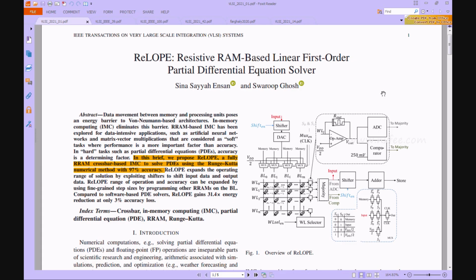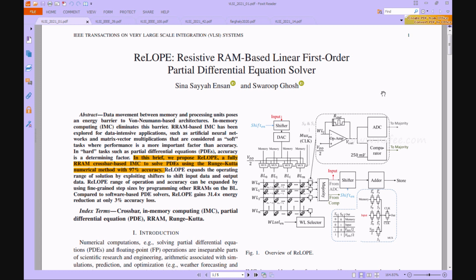Here we discuss our project Reloop, a resistive RAM-based linear first-order partial differential equation solver. In this paper, they present a von Neumann-based system to address an energy barrier when moving data between a memory and a processing unit. The barrier is removed via in-memory computing.